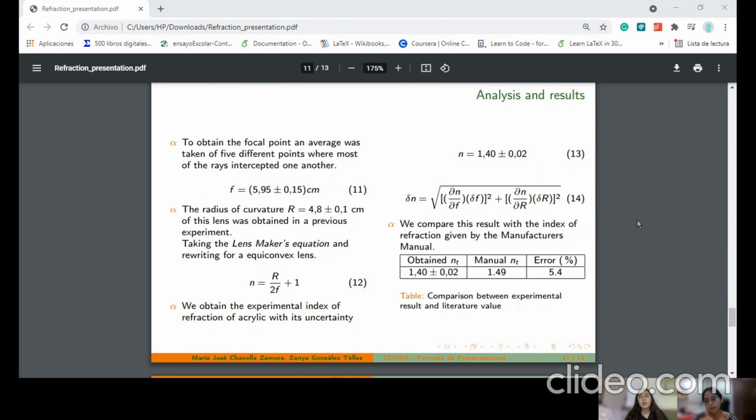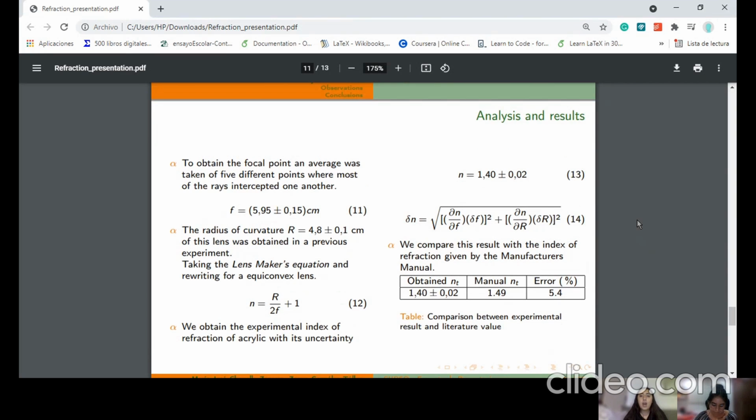In the second experiment, as I mentioned in the methodology, we used a calibration tool called Tracker to help us create a more accurate measure and not solely rely on the millimeter paper in the background. So we obtained the focal point. We used an average taken from the different points because we were unable to identify a location in which all 5 rays intercepted one another. Therefore, we used five locations where most of the rays intercepted one another, and the average was taken among them.